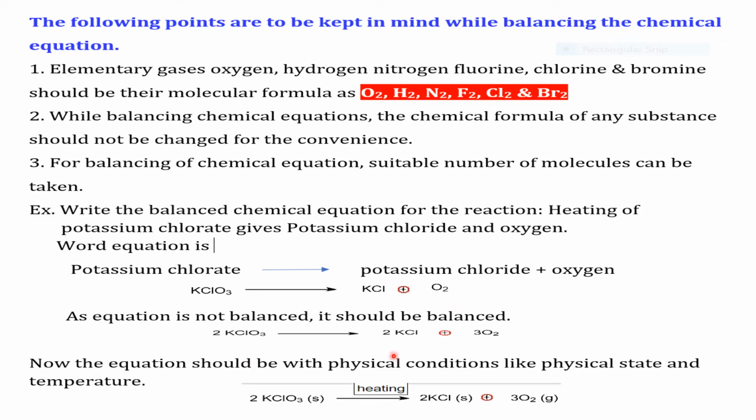Therefore, on the product side, if you take 2 potassium chloride units and 3 oxygen units, then it becomes 2 potassium atoms and 2 chlorine atoms and 3 into 2, 6 oxygen atoms. Thus, this equation is balanced.